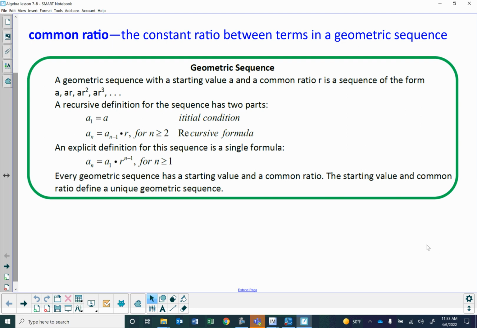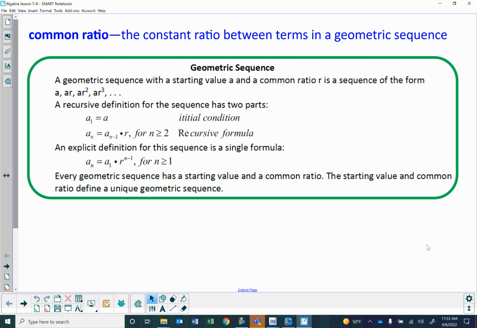The explicit definition for this sequence has one formula. You just do a sub n equals a sub 1, which is your first term, times your common ratio to the n minus 1 power, where n is greater than or equal to 1. Every geometric sequence has a starting value and a common ratio. The starting value and the common ratio define a unique geometric sequence, and we'll talk about that.